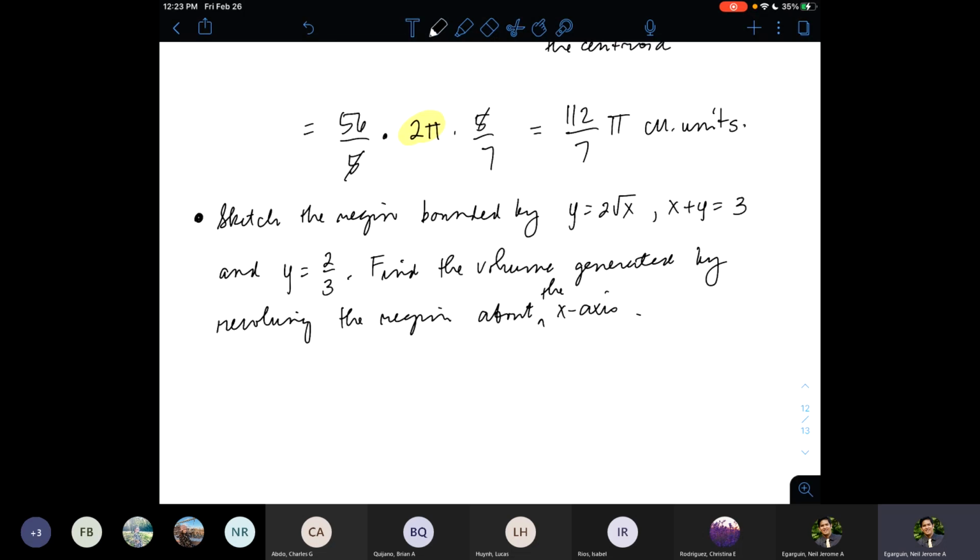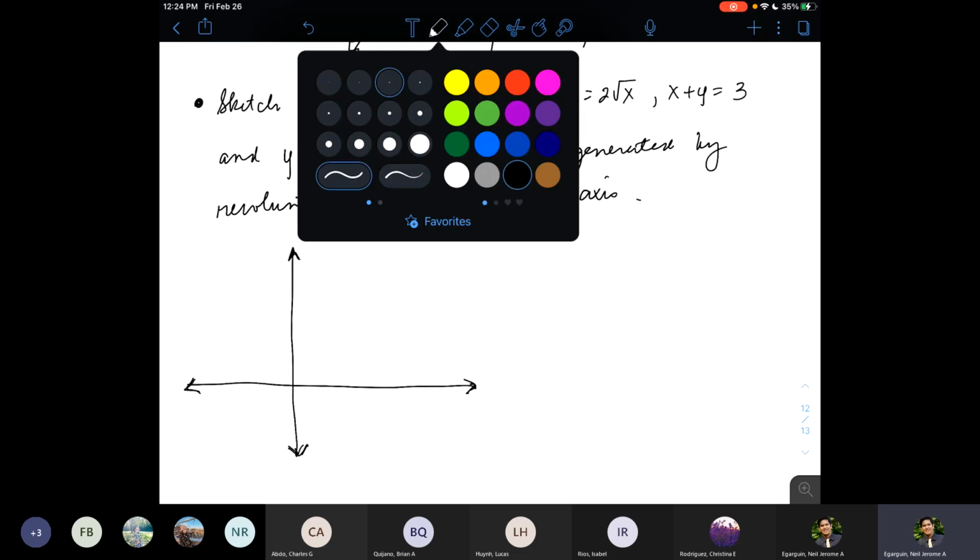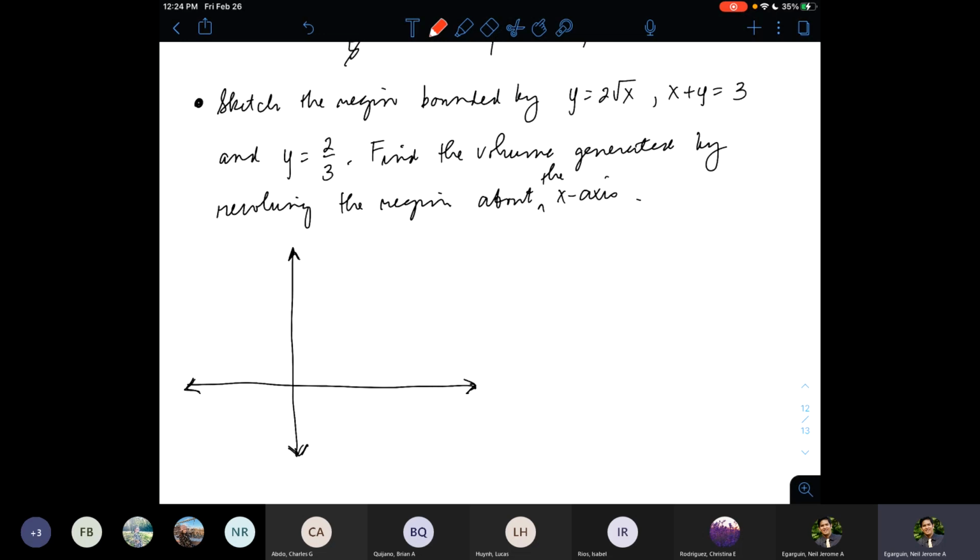Okay, no problem, Christina. Let's try to answer it step by step. Let's sketch the region first. And again, at least for me, this is the crucial part because everything relies on a geometric visualization of the problem. It's easier to analyze everything if you have a clear picture of what's happening. So first, y equals 2 root x. That's just a semi-parabola. When x is 0, y is 0. And then it will just go this way.